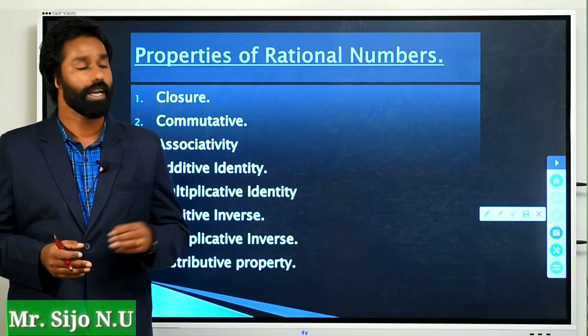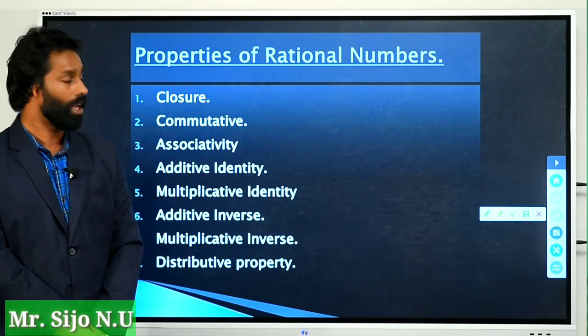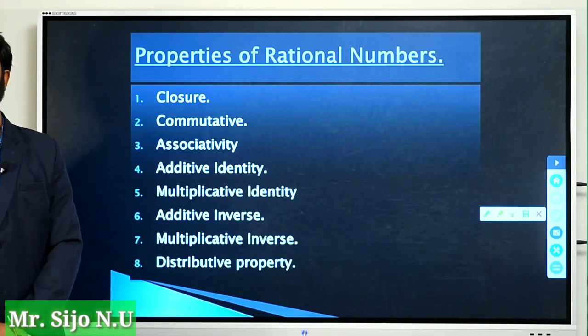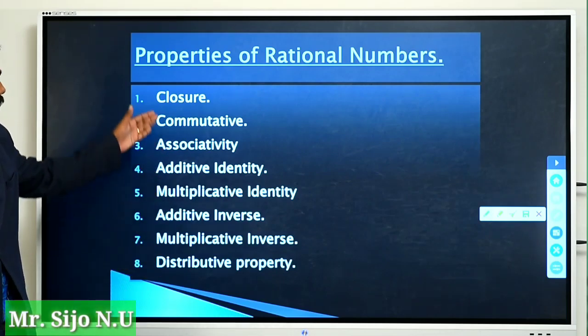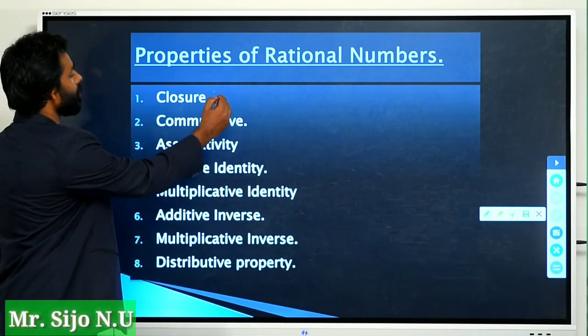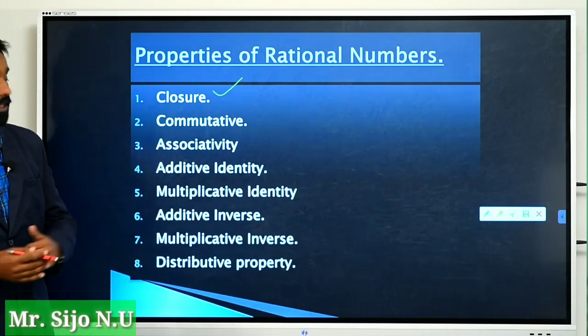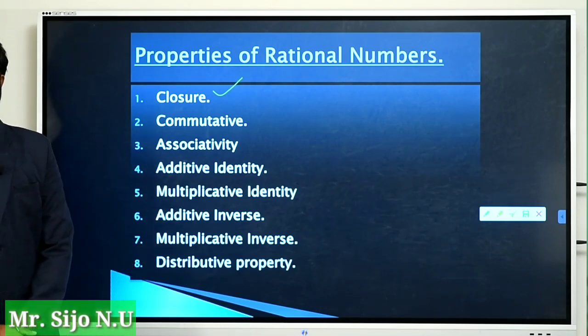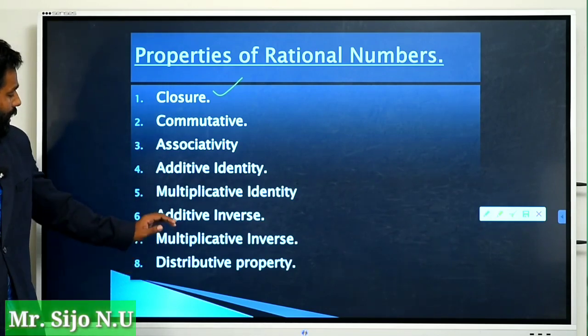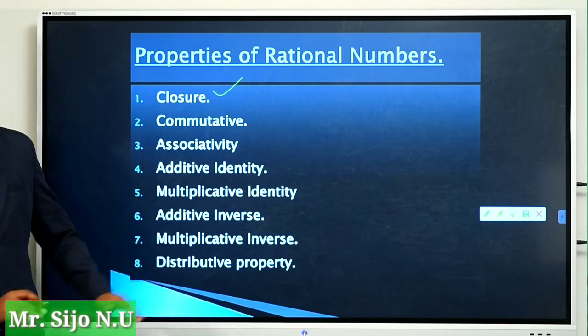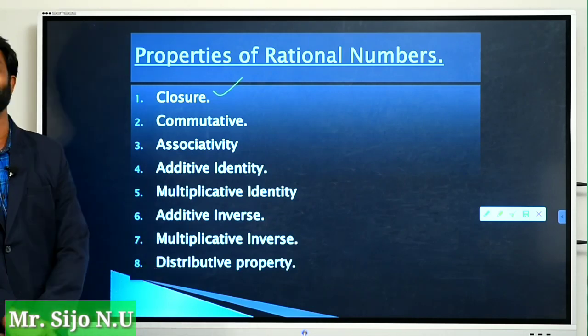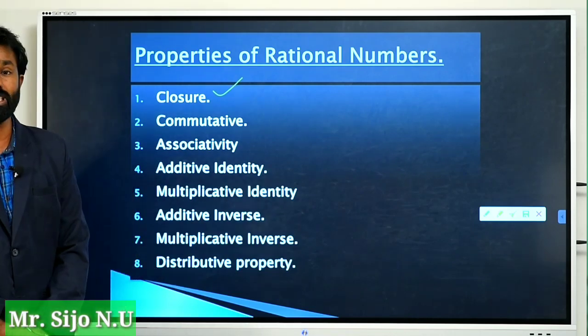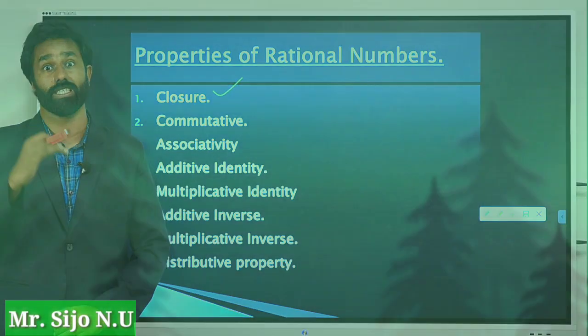Just like that, here it's rational numbers. These are the main properties of rational numbers. The first one is closure property, second commutative, third associative, fourth additive identity, fifth multiplicative identity, sixth additive inverse and multiplicative inverse, and the last one is distributive property. These are the things which we are going to learn in detail.